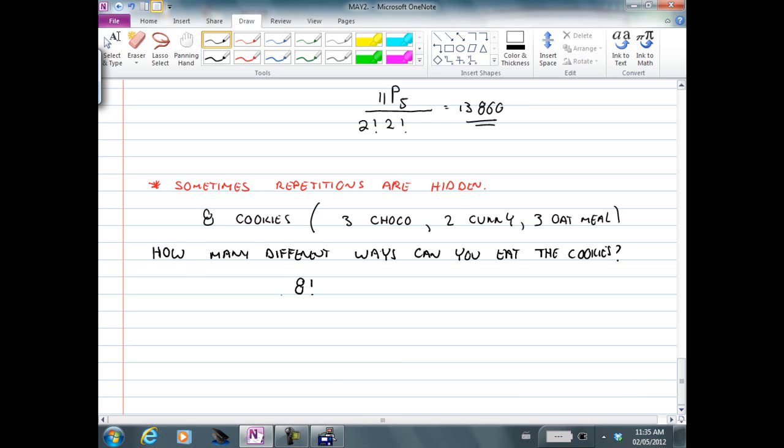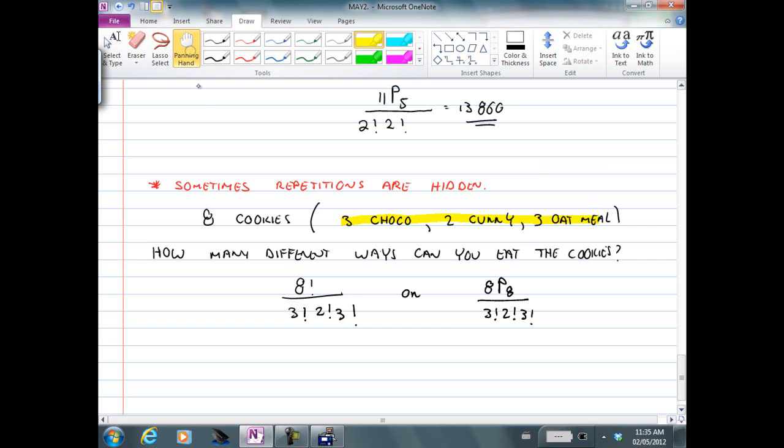But that's not your answer. This is where students make mistakes all the time, because the chocolate cookies are really the same, curry cookies are the same, oatmeals are the same. So is repetition. This is why I said sometimes repetitions are hidden. So you have 8 factorial divided by 3 factorial, 2 factorial, and 3 factorial. Or, if you use a P method, 8P8 over 3 factorial, 2 factorial, 3 factorial. This is one of those hidden things a lot of people lose marks on in an exam.